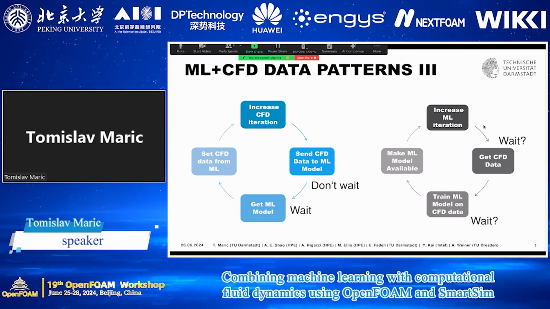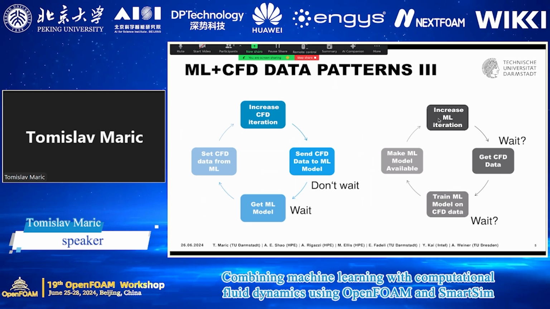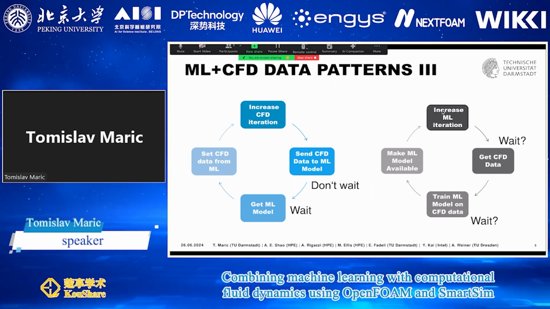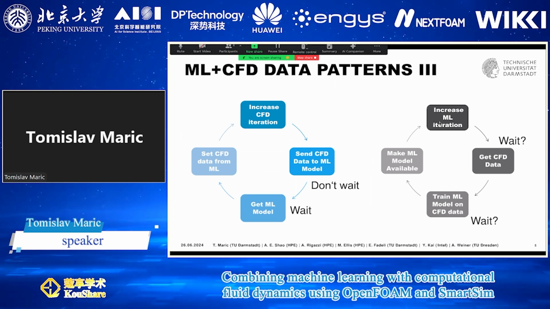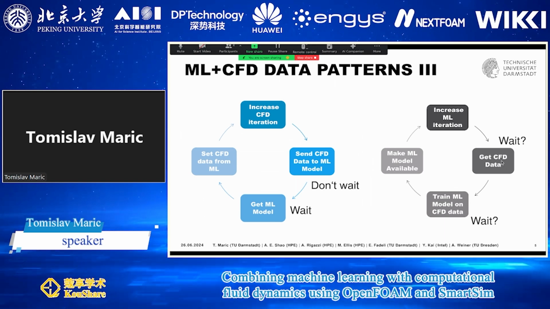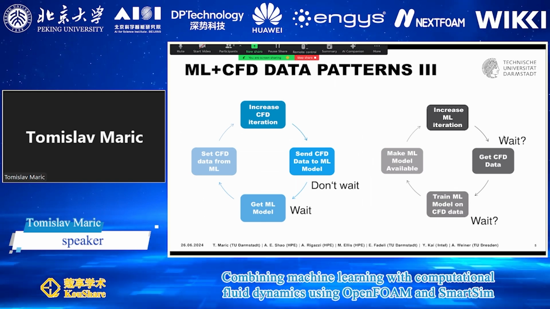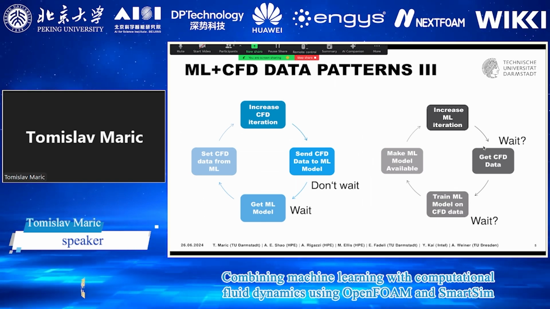And on the right-hand side, you have, of course, the machine learning iteration. And the machine learning iteration usually matches the CFD iteration, or it matches a batch of CFD iterations. So you basically want to get CFD data. Here is the first question: should I wait? Should I not wait? Do I need all the data? Can I do this incrementally?